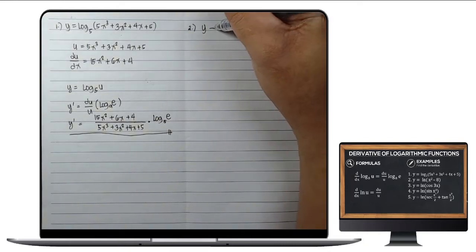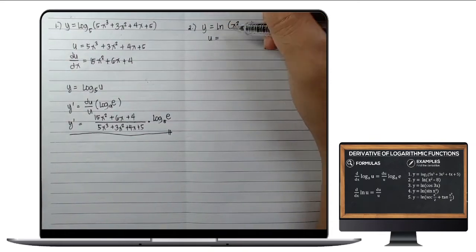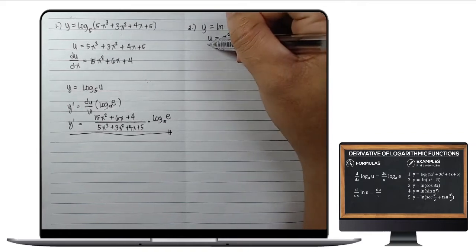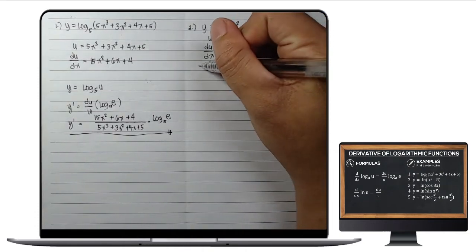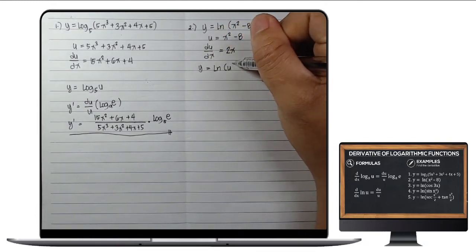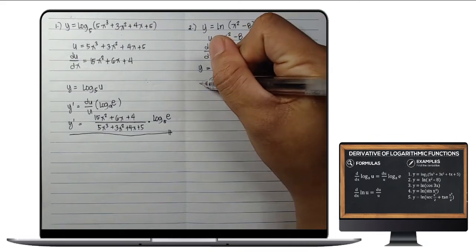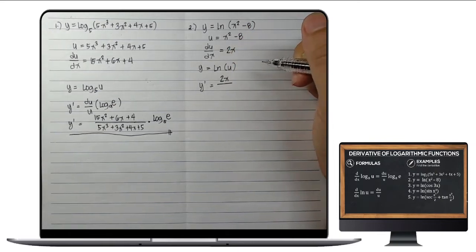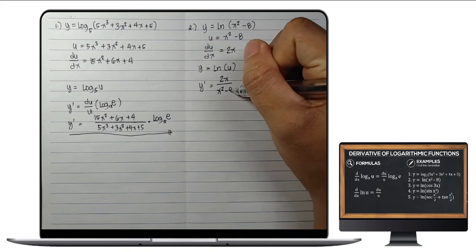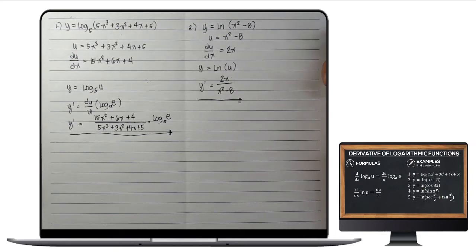We have y is equal to ln, or natural logarithm, of x squared minus 8. So in this case, we can let u as x squared minus 8. And getting the derivative of u with respect to x, that is simply 2x. Therefore, y is now equal to ln of u. And when we get the derivative of ln of u, it is simply the derivative of u over u. Therefore, y prime, or the first derivative, is the derivative of u, which is 2x, all over u, which is x squared minus 8. Okay, so this is the derivative of u over u, the derivative of ln of u.